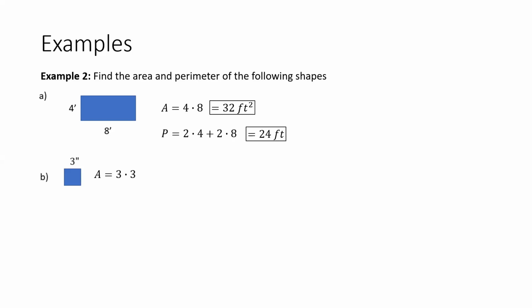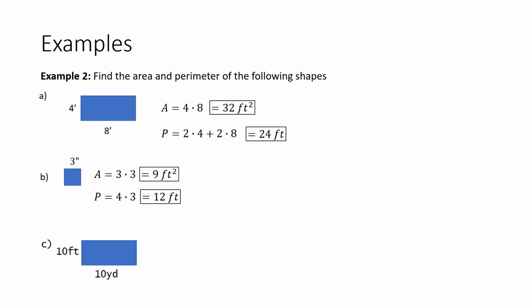Here we have a square. Just do 3 times 3. You could write the 3 on the other side if it helps you feel more comfortable, or you can just use the formula of 3 squared. So that's going to be 9 feet squared. And then your perimeter, it could be 3 plus 3 plus 3 plus 3, or simpler form, just 4 times 3. Gets me 12 feet.